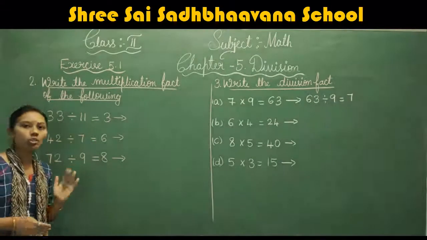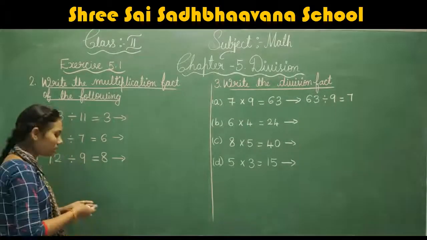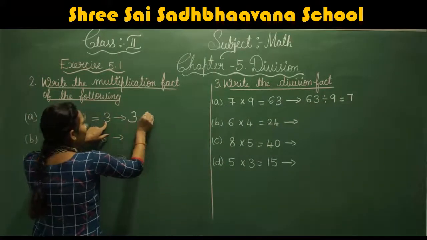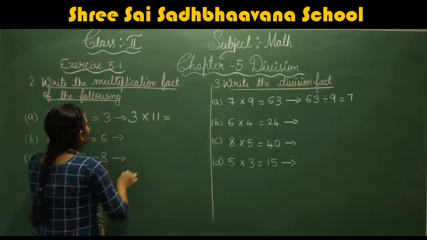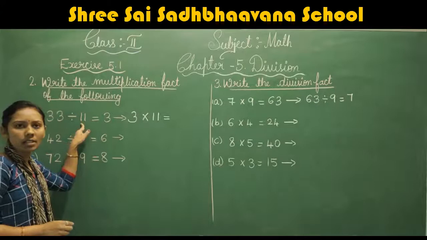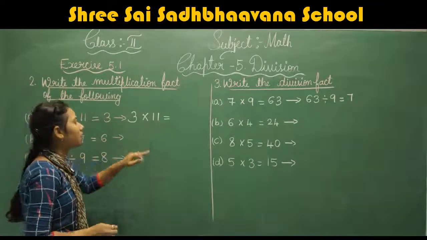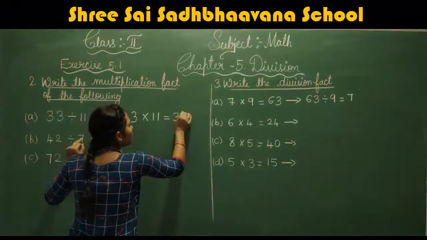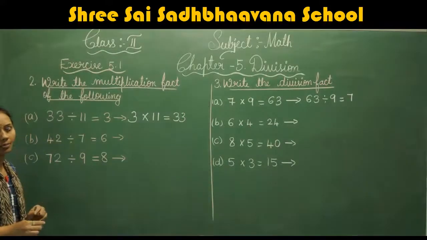So this division fact you are going to write as a multiplication fact, that is when you multiply this 3 to 11. So that is 3 11s. What is the answer you will get? Yes, what product will you get? 3 11s, that is 33. Okay, this is your multiplication fact.